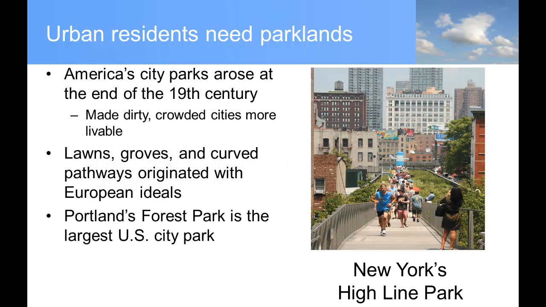American city parks arose at the end of the 19th century. They were to make dirty, crowded cities more livable. Portland's Forest Park is now the largest U.S. city park. New York's High Line Park, illustrated here: they took an old elevated train line that was no longer being used and converted it into an above-ground park. They planted some green space and have a walkway through it, so you can have some nice greenery in an otherwise very urbanized area.